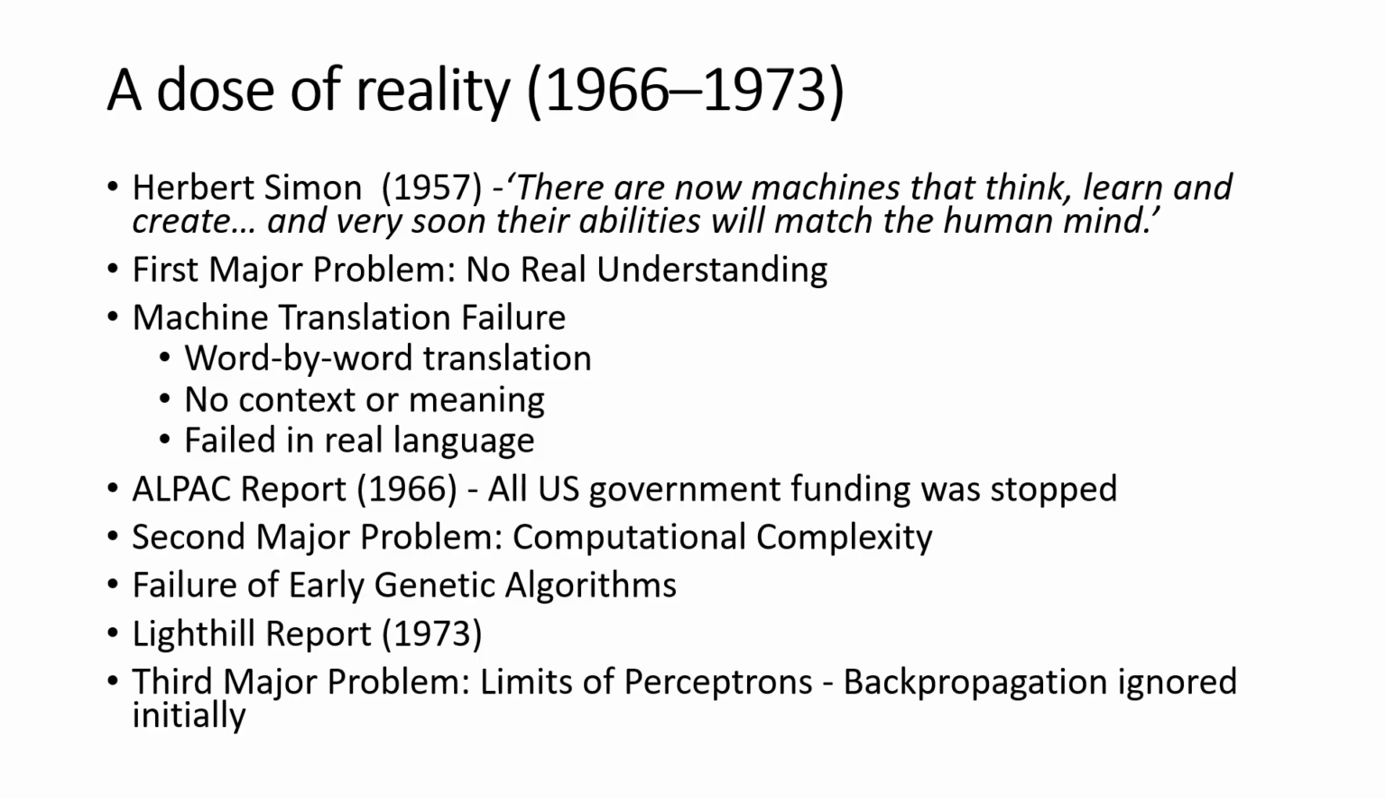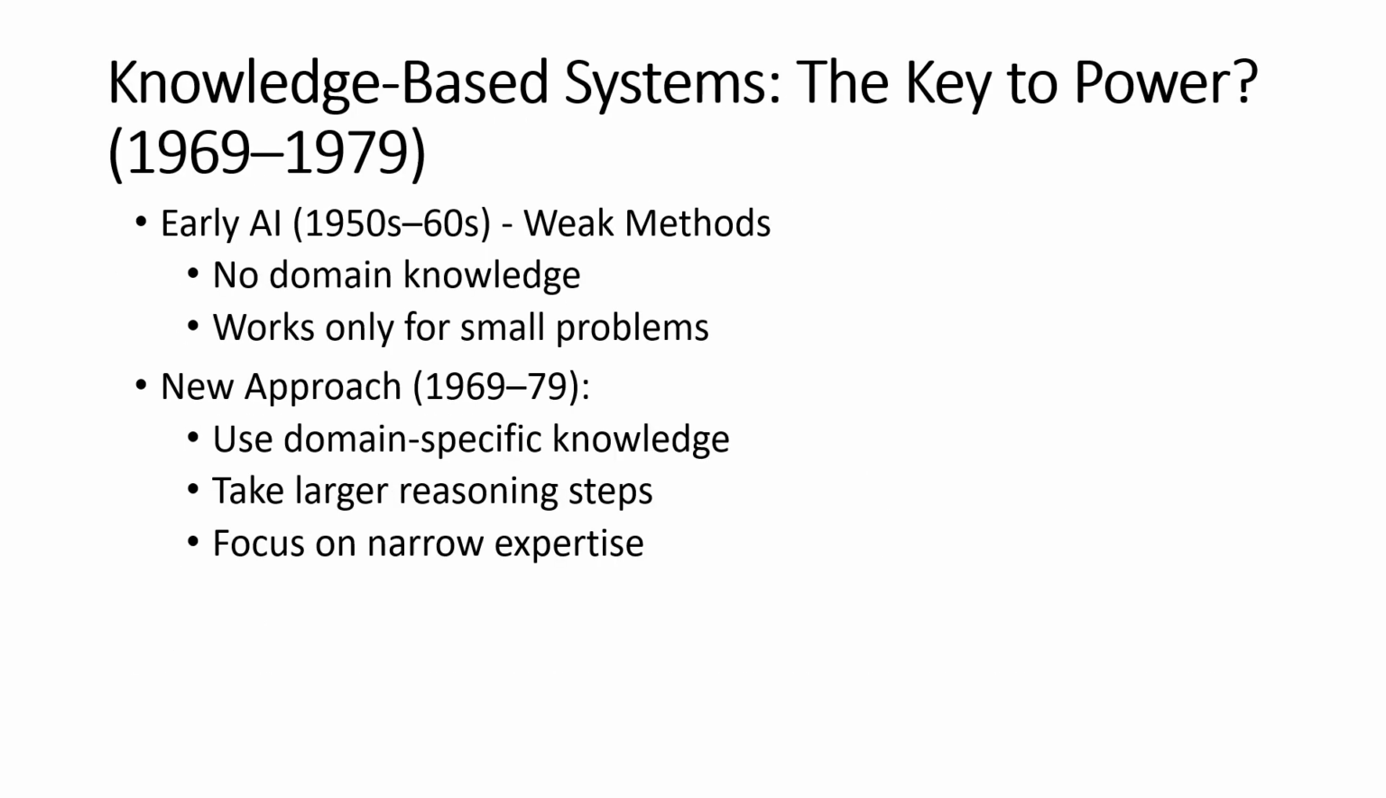But interestingly, backpropagation was discovered in 1969, but it was ignored at that time. It became popular only in the 1980s. Next period is 1969 to 1979, knowledge-based systems.